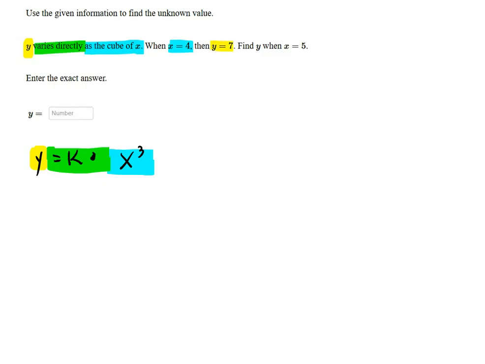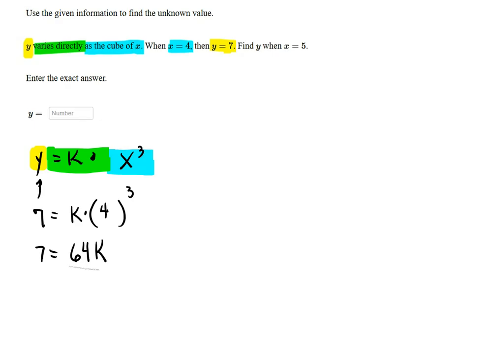and y is a 7, so right here where the y is, I'll put a 7, and that's going to be k times, and x is the 4. Oh boy, I can see what's going to happen on this one. All right, 4 to the third power is 4 times 4 times 4. 4 times 4 is 16. 16 times 4 is 64. So k times 64 is 64k.